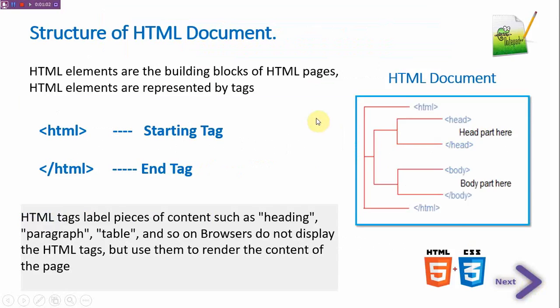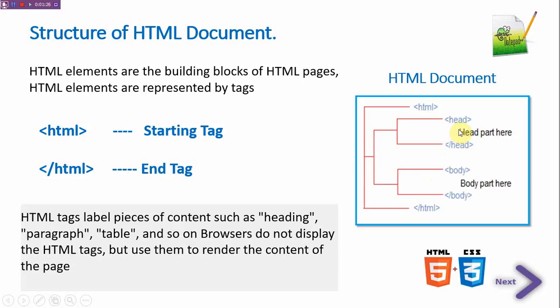What is the structure of an HTML document? An HTML document starts with the HTML start tag and ends with the HTML end tag. Here we can see a sample. The HTML document starts with the HTML start tag and closes with the HTML end tag. An HTML document is defined in two sections: one is the head section, and the second is the body section.